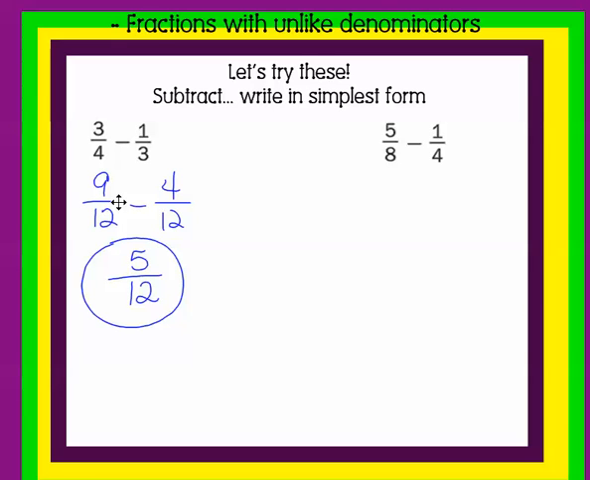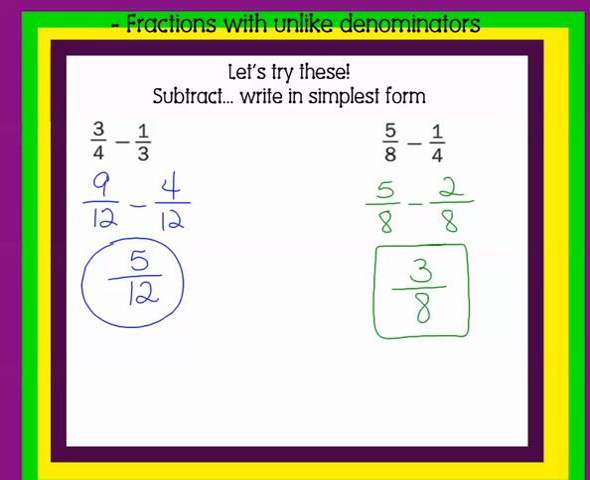Our next puzzle, 5/8 minus 1/4. My common denominator on that would be 8, so I can just rewrite that first fraction. 1/4 is equivalent to 2/8. Do our subtraction on the numerator. This fraction's already in simplest form, so you are finished with this one.